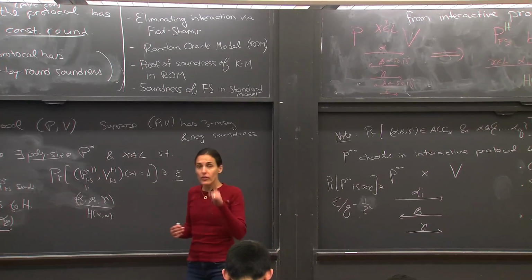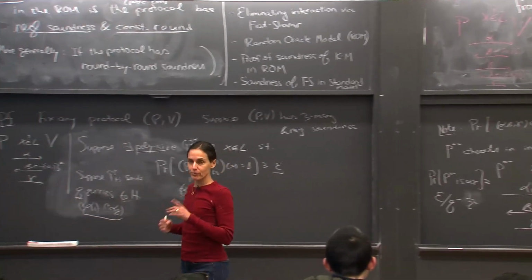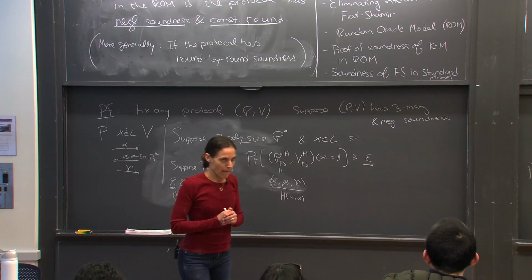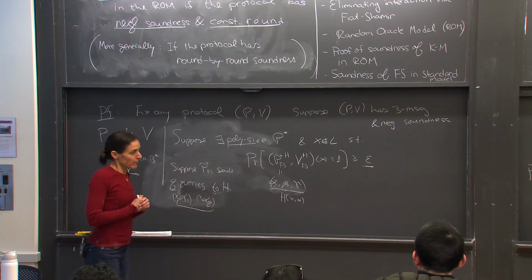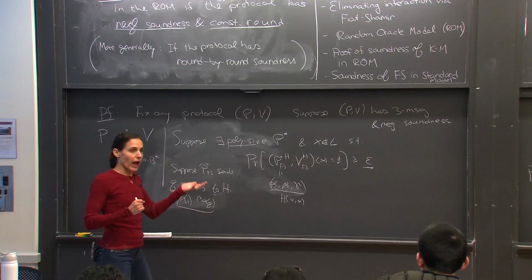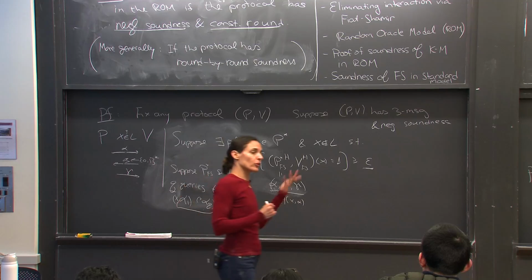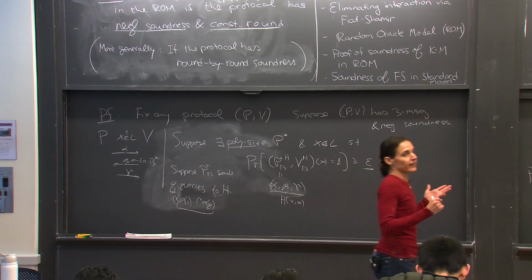So there is a loss of Q. But Q is polynomial, and if epsilon is non-negligible, then epsilon over Q is also non-negligible. And that's a contradiction.